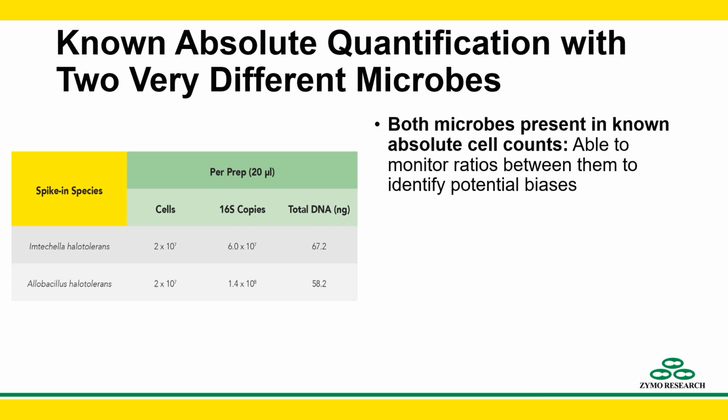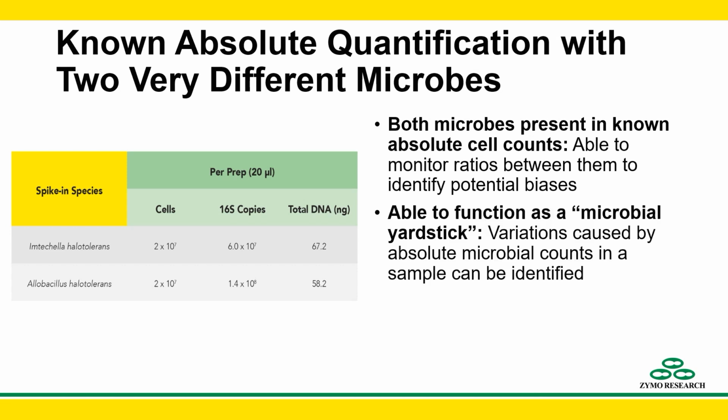So because these are absolutely quantified, it gives us some interesting things we can do. For the high microbial load standard, because both microbes are present in known absolute counts, first, we can look at the ratio between the two. Imticella is an easy to lyse gram negative. Allobacillus is a tough to lyse gram positive. And so that immediately gives us the ability to detect differences in what we observe versus the expected ratio. And if we see significant changes, that already can raise a red flag about maybe a poor lysis event in a sample or some other potential issues.